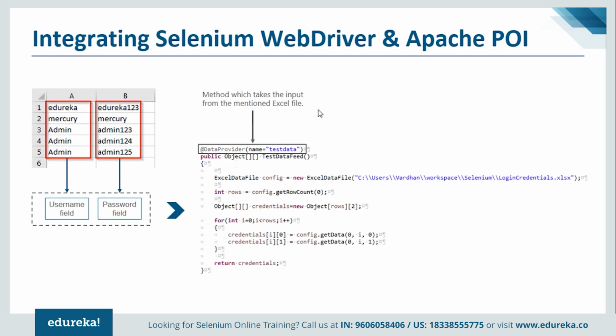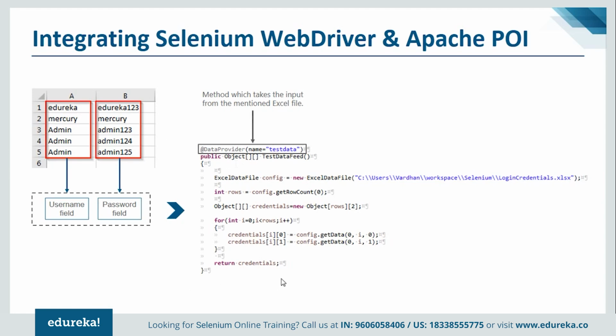This is the representation of the demo that I'm going to show you. I have an Excel file that looks something like this. I have the username field in one column and the password field in another column, so these two together make up one pair of credentials. This is the username, this is the password for one row, and similarly I have 5 different rows here. What I would be doing is feeding these as input to my Selenium code, and I would be using Apache POI.